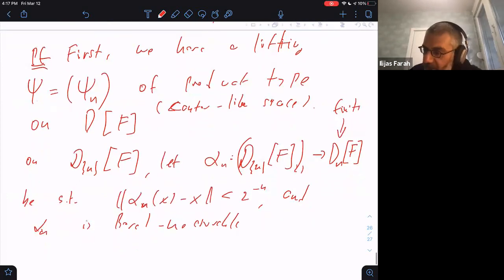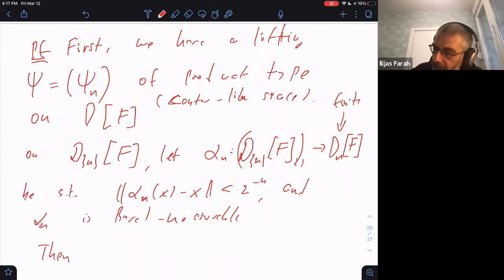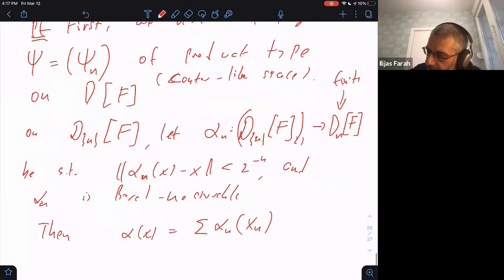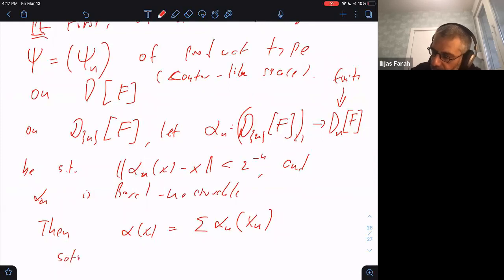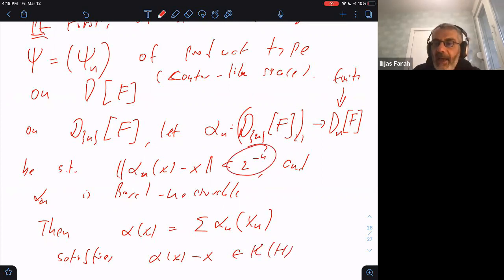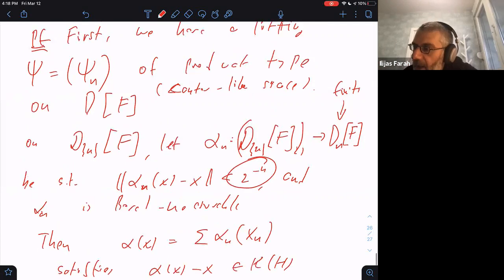Okay, so then actually we proved this before. Then if I look at alpha of x, which is just the sum of alpha n of xn, it satisfies that alpha of x minus x is compact. Because the error at the nth coordinate is 2 to minus n, they're all orthogonal. So the difference is in the compact operators. Okay, so I can just compose alpha with psi.